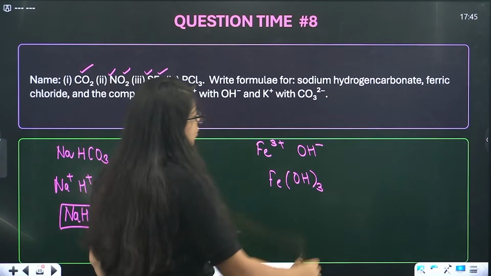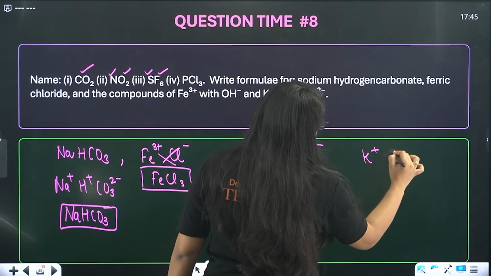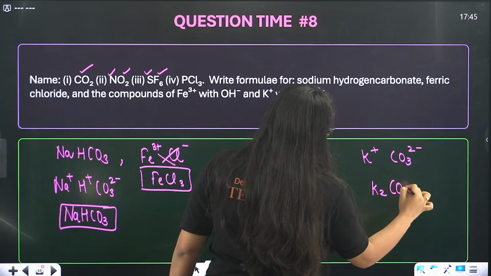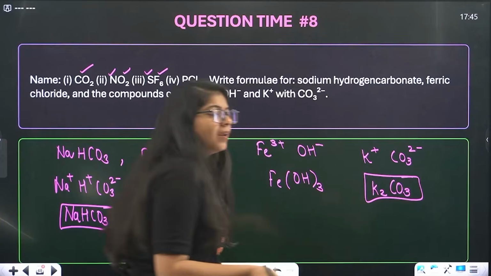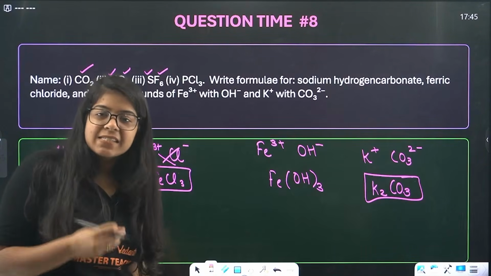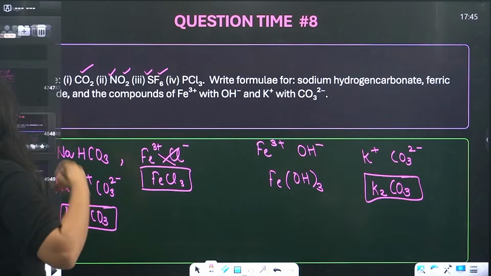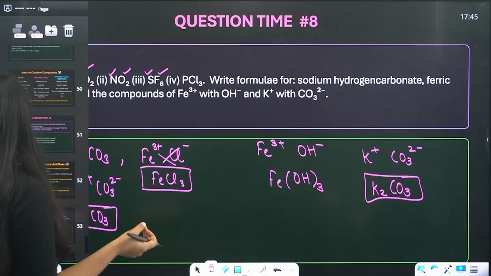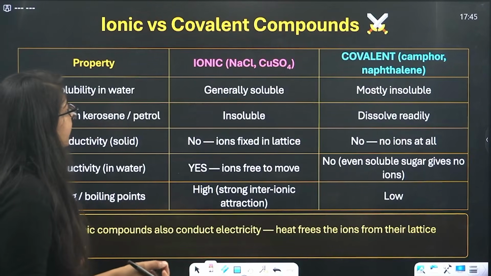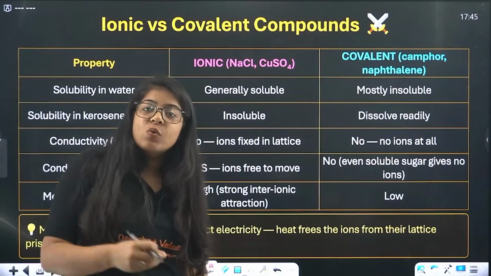K plus with CO3 2 negative. Simply K2CO3. This was even simpler, right? Understand how to write these. It's getting simpler, right? So that's the whole method of why we do this. Done? Okay.